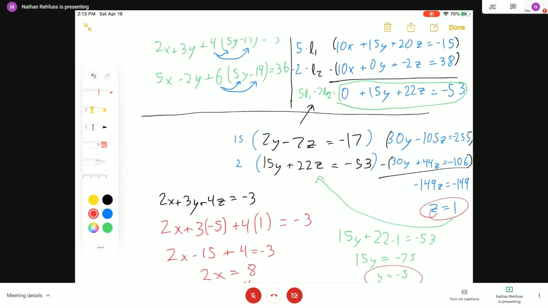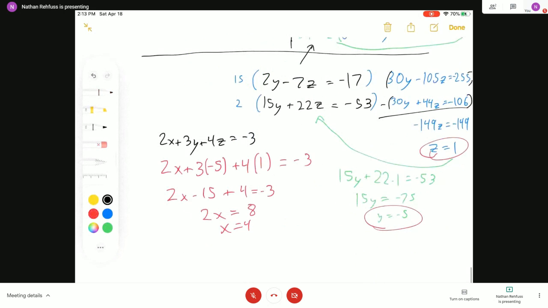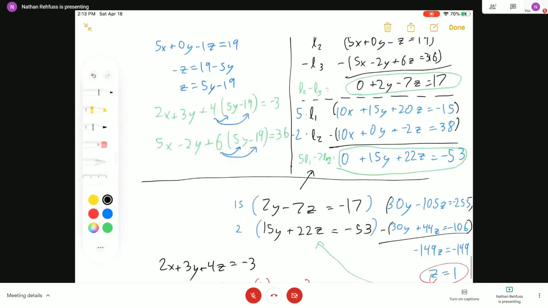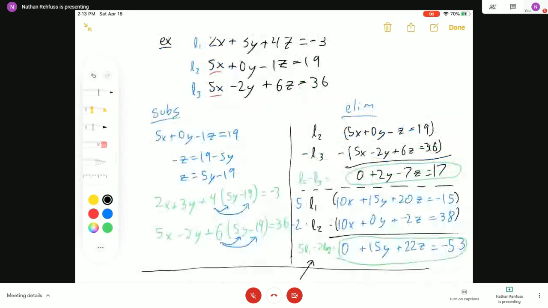And so my final answer is x, y, z equals 4, negative 5, 1. So that's how we solve a 3 by 3. We break it down into a 2 by 2 with either of our two methods. And then we solve that 2 by 2 using the way we already know.